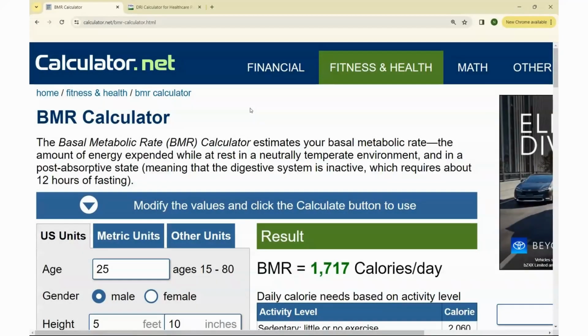to calculate your daily caloric needs. Let's jump in. Today, we're going to look at two different calculator options for estimating your daily caloric needs. I will put the links for both of these in the captions below. The first one is from calculator.net.